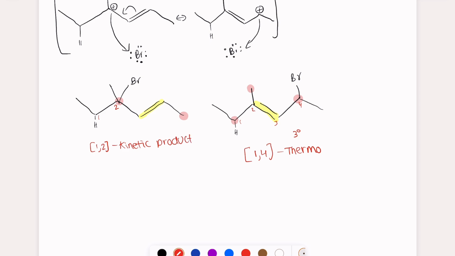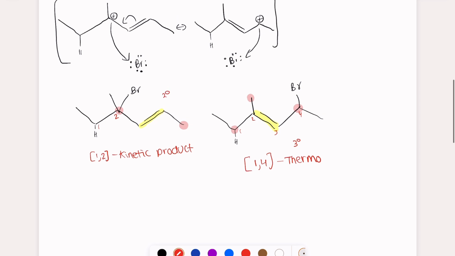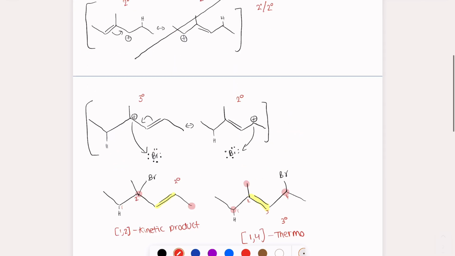So with your kinetic product, your electrophile is going to attach to your most substituted carbocation, leaving the alkene in that compound to be less substituted. But in your thermodynamic product, in this case, bromide is going to attach to a less substituted carbocation, but have the most stable alkene. In this case, it had a tri-substituted alkene. And in this one, it had a di-substituted. So we can know that the left side is your kinetic product and your right side is your thermodynamic product.